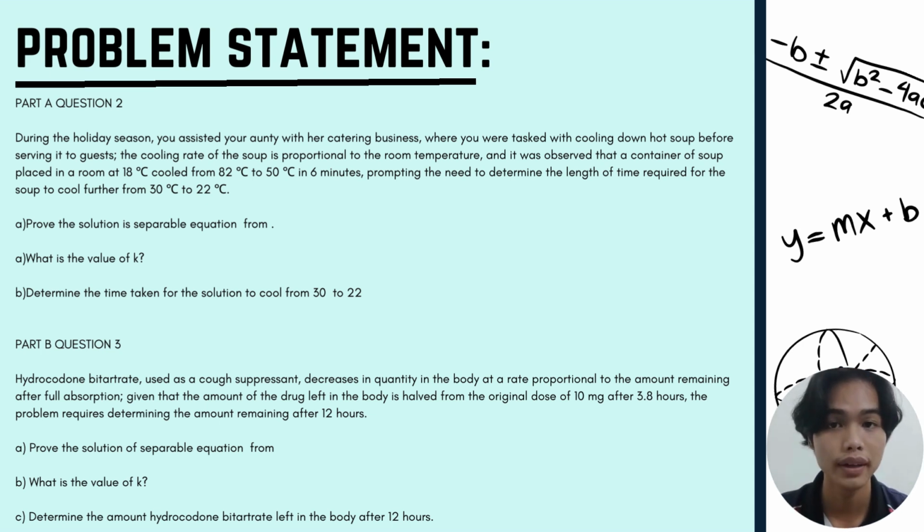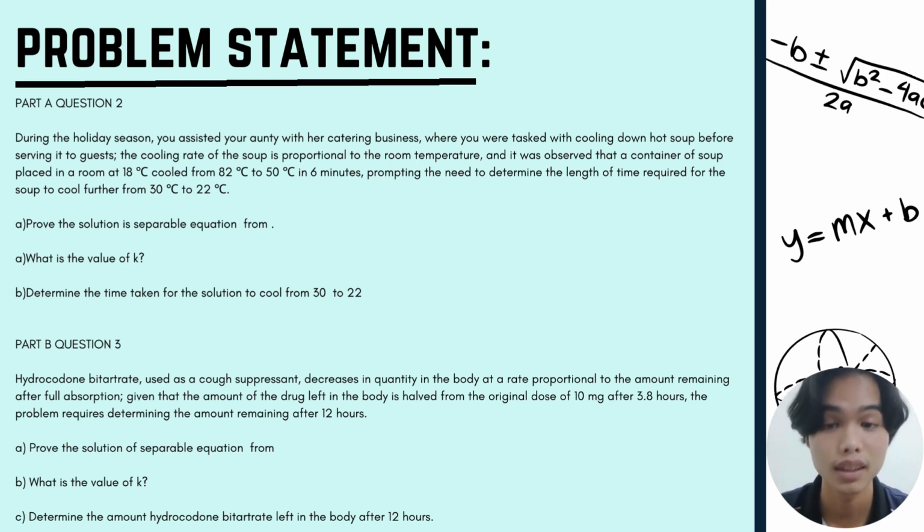And then for part B, question 3, this is the problem background. Hydrocodone bitartrate used as a cough suppressant decreases in quantity in the body at a rate proportional to the amount remaining after full absorption, given that the amount of the drug left in the body is half of the original dose of 10 mg after 3.8 hours. The problem requires determining the amount remaining after 12 hours.